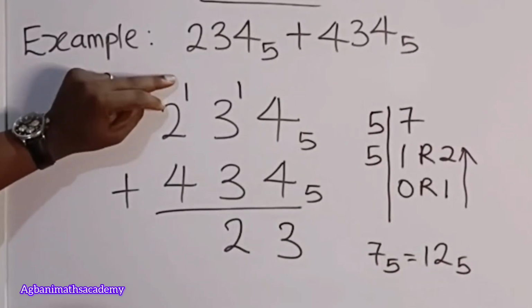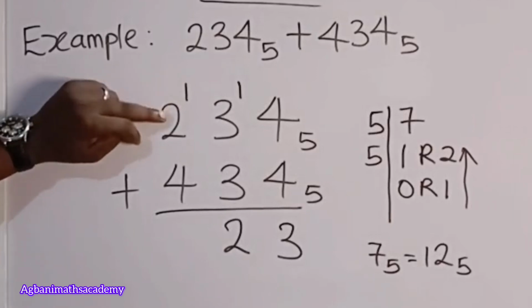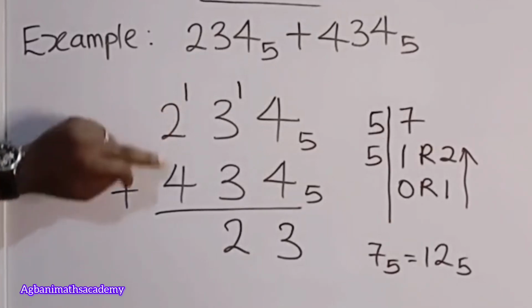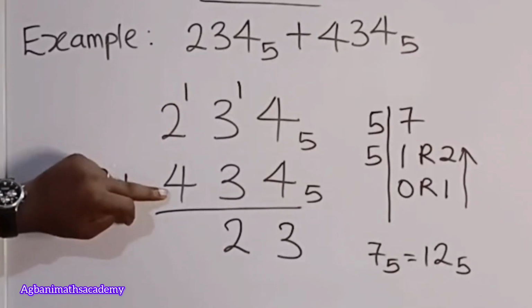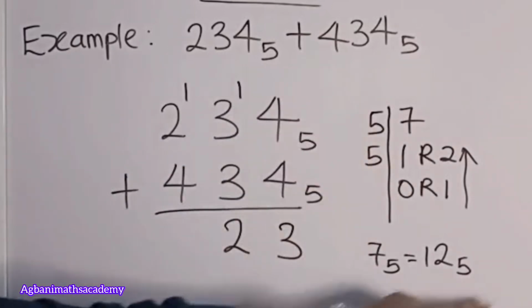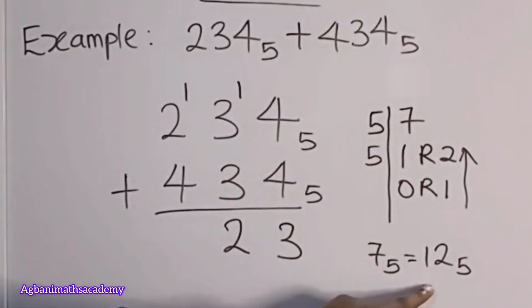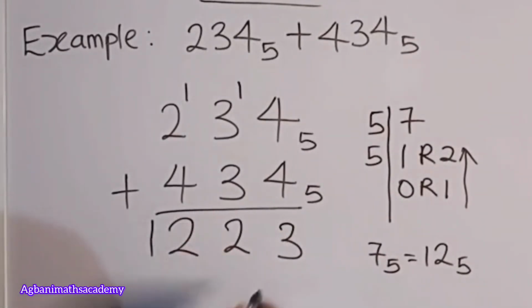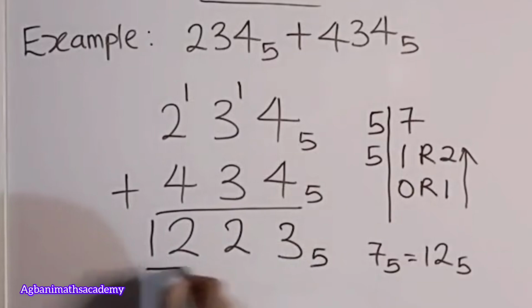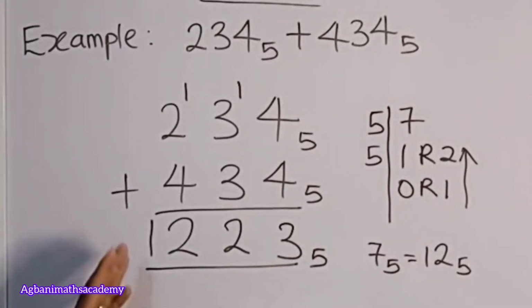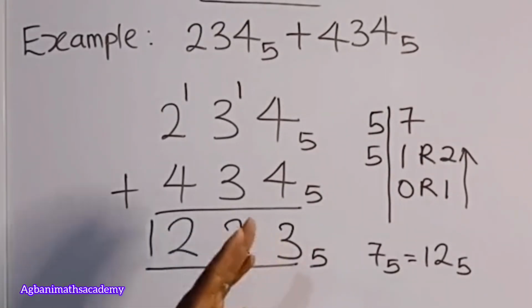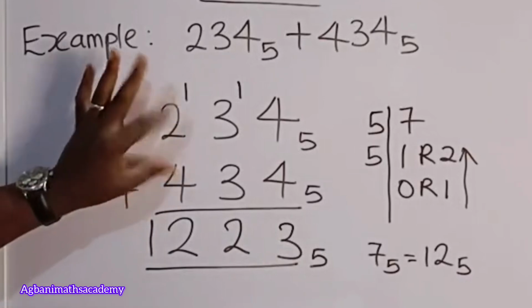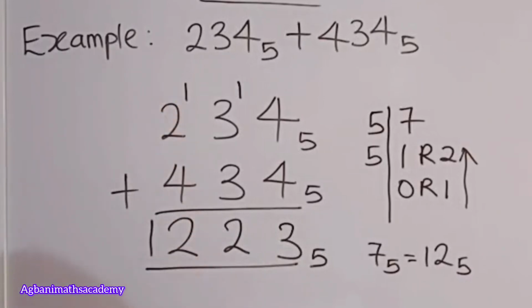Okay, so this is the process of adding number bases. So 1 plus 2 gives you 3, 3 plus 4 gives you 7. So we already have this here. So 7, in its accurate form, is 12 base 5. So we're going to have 12 here. So this is the correct answer. 1223 base 5. So when you add these two numbers together, this is the correct answer.